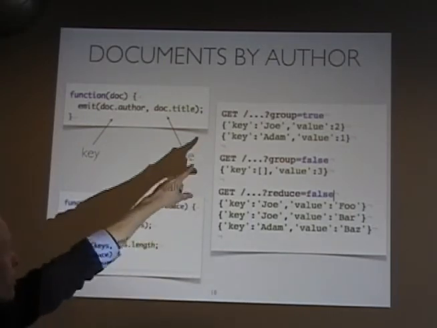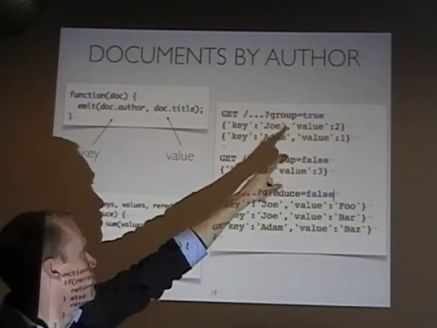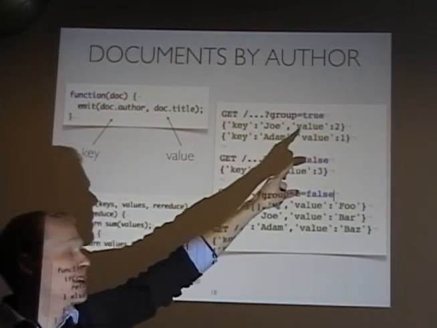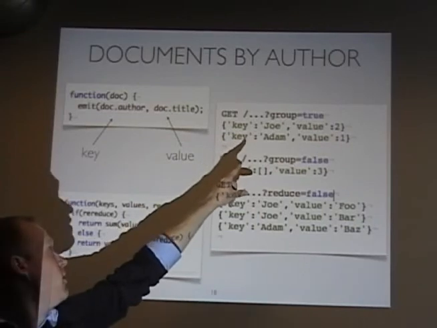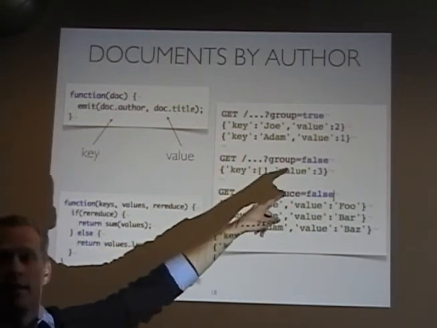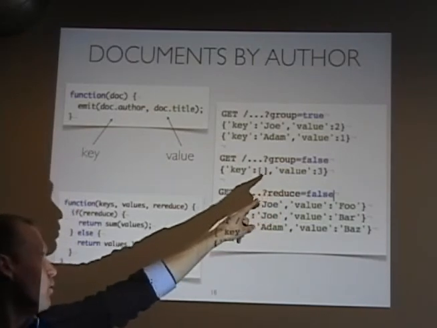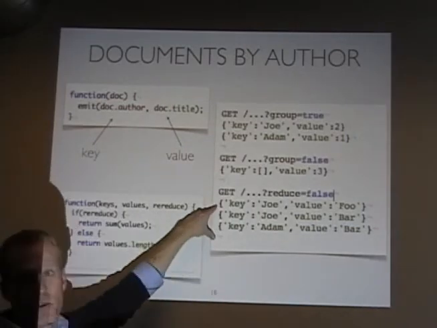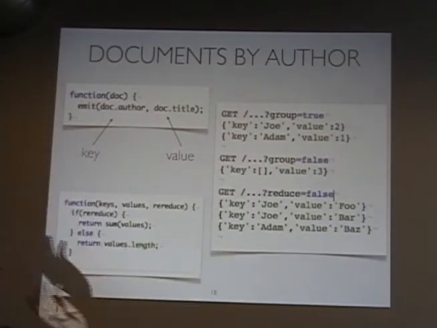So if you give it the query string parameter group equals true, you get it sorted where you aggregate on a key-by-key basis. Okay. You can integrate over that by saying group equals false to get the total number of titles in there if you want to. And if you wanted to get the map-only information, you can just say reduce equals false, and you're back with what you started. Okay. This is just kind of the tip of the iceberg.